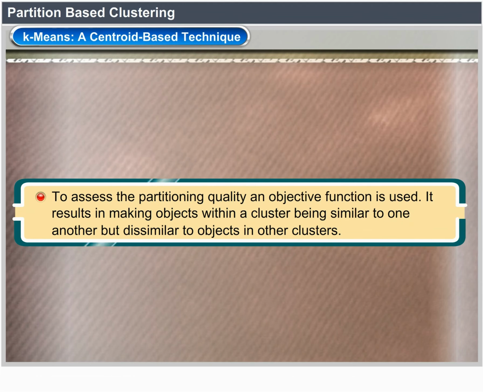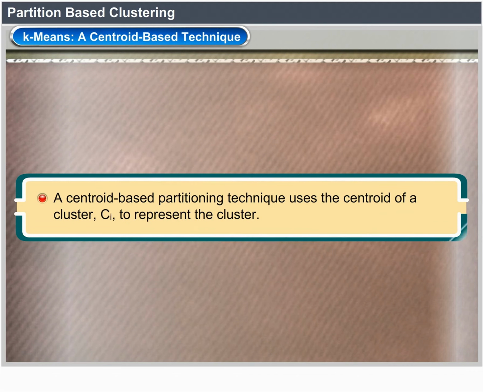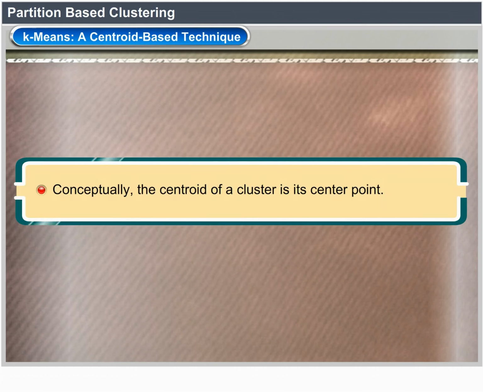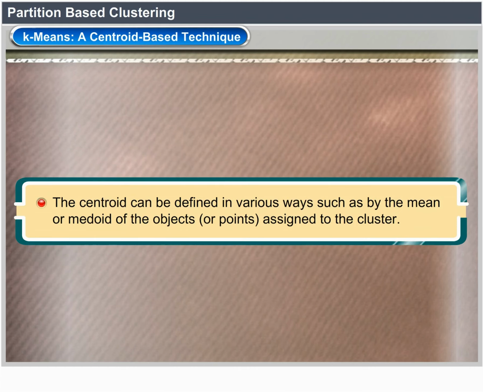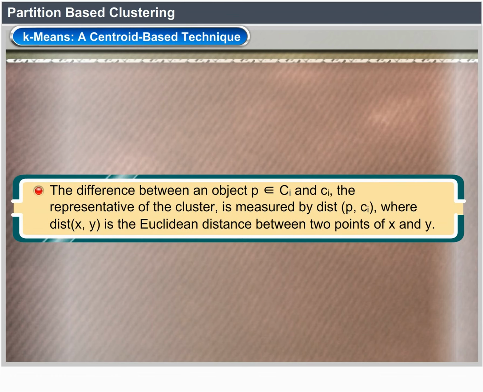A centroid-based partitioning technique uses the centroid of a cluster Ci to represent that cluster. Conceptually, the centroid of a cluster is its center point. The centroid can be defined in various ways, such as by the mean or medoid of the objects or points assigned to the cluster. The difference between an object p belonging to Ci and ci, the representative of the cluster, is measured by dist(p, ci), where dist(x, y) is the Euclidean distance between two points x and y.